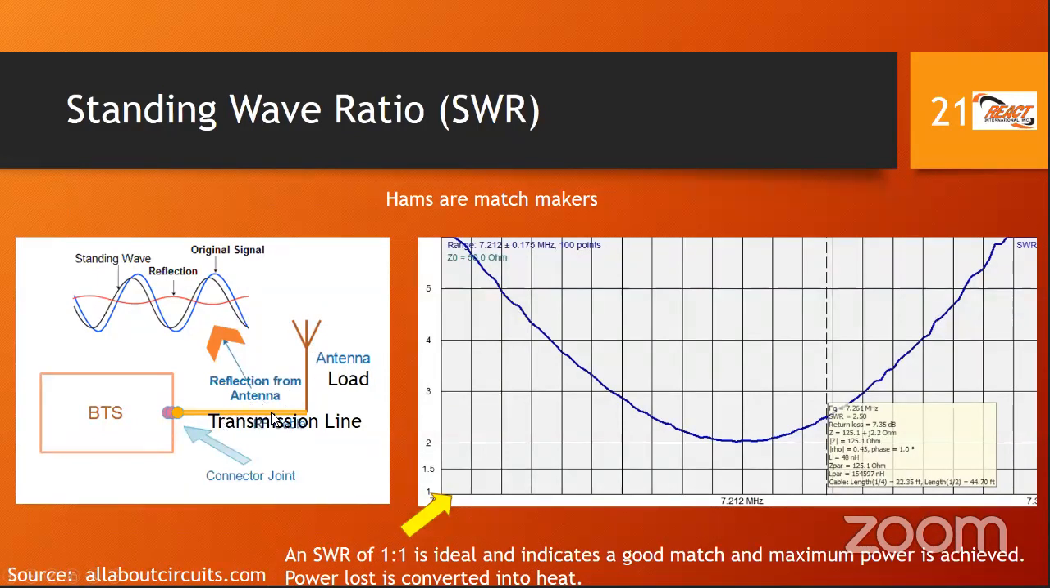But bear in mind that you need to match the impedance of your antenna to that of your transmission line. Your radio is expecting a 50 ohm impedance. So if your antenna is not properly tuned, and we like to say hams are matchmakers. That's what we like to do. We like to have a resonant antenna. We like to match the antenna impedance to that of the transmission line.